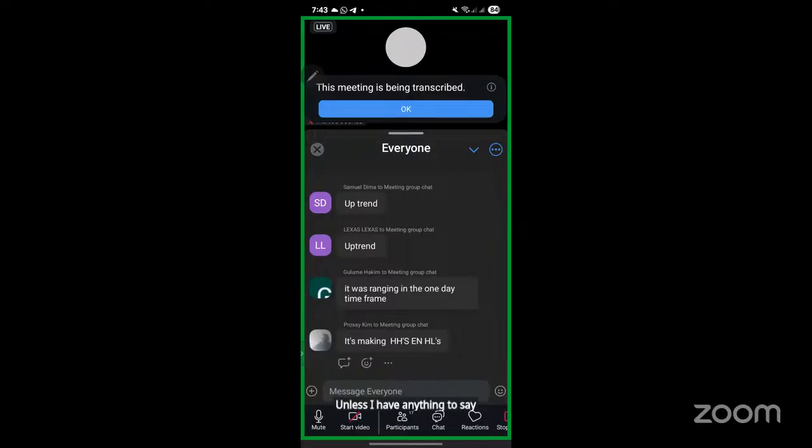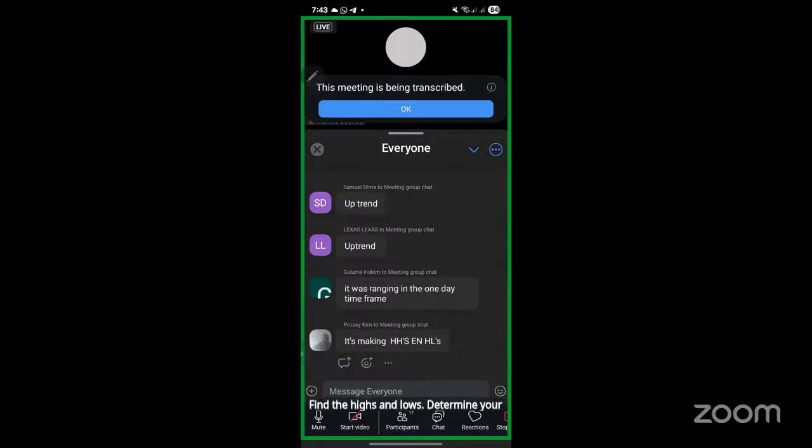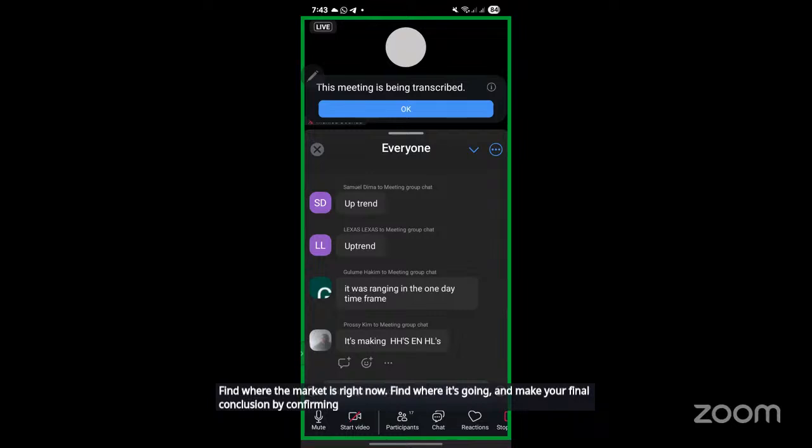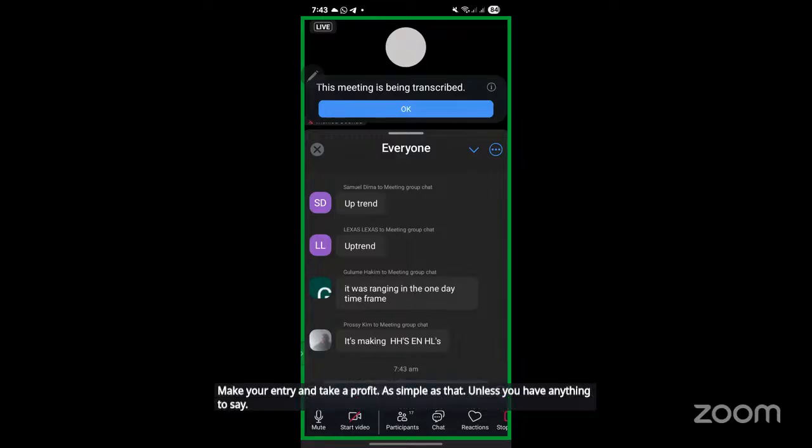But that is it. That's how we trade. Find the trend of the market. Where is the market trending in the upper time frames? Find the highs and lows. Determine your supply and demand. Find where the market is right now, find where it's going, and make your final conclusion by confirming in the lower time frames. Make your entry and take a profit. As simple as that. Unless you have anything to say.